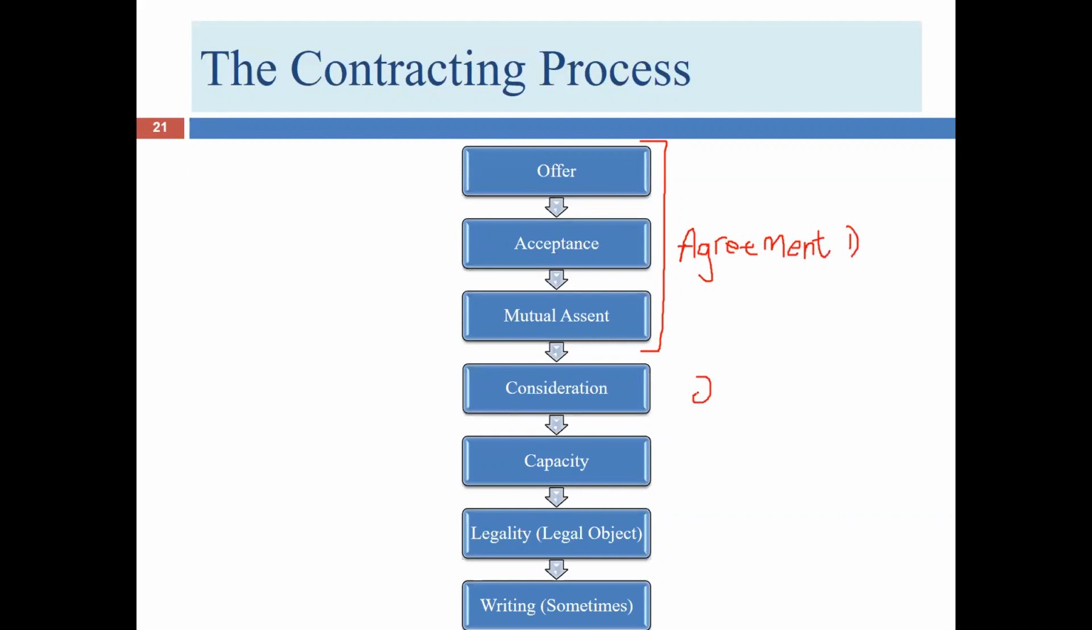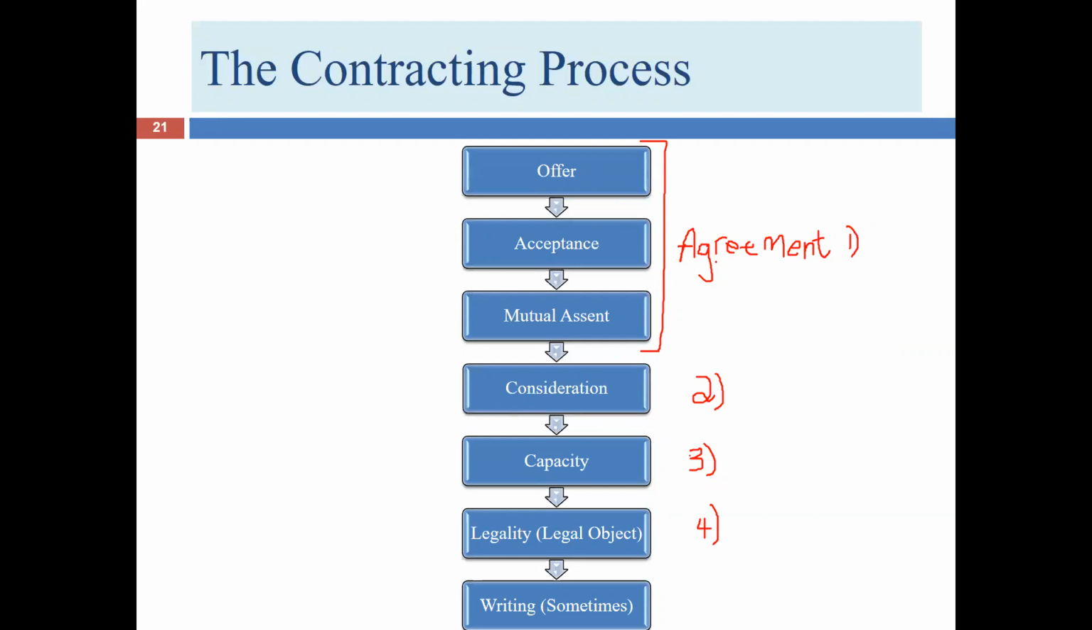Then we have consideration. This is another necessary ingredient. We need consideration from both parties to the contract. Both parties also have to have legal capacity or competence to enter into the contract. And finally, the contract itself has to be legal, it has to have a legal object. If we're missing any one of these 4 elements, we don't have a contract.